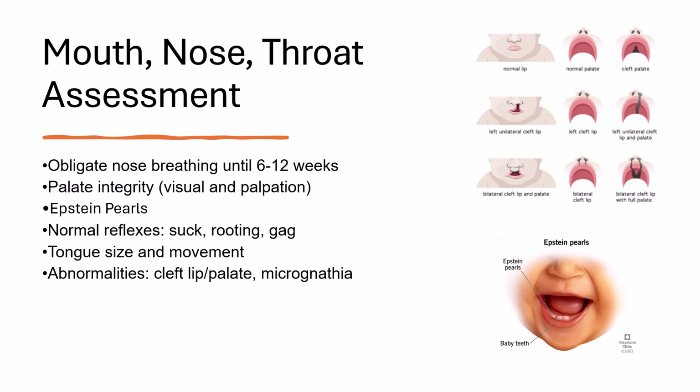Examine tongue size and movement, noting abnormalities like macroglossia, enlarged tongue seen in Beckwith-Wiedemann syndrome, or ankyloglossia, tongue tie. Document any cleft lip/palate or micrognathia, small jaw, which can impact feeding and airway maintenance.